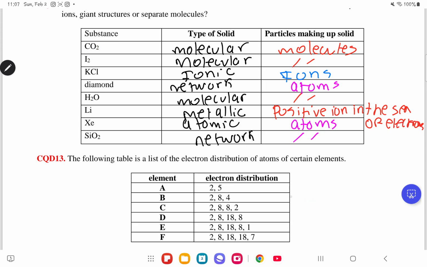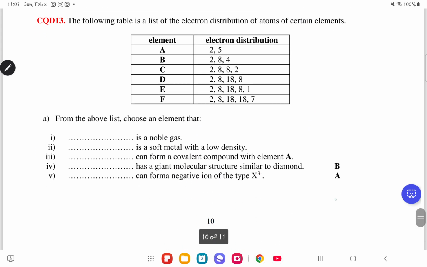Okay, so we move on to CQD number 13. They said, from the above list, choose an element that is a noble gas, meaning it has an electronic configuration that ends with 8. So definitely it is gonna be D, because D ends with 8. It has 8 valence electrons. Is a soft metal with a low density. So if it is a soft metal with a low density, it has to be in group 1. So how do we check the group? So we check the last digit, so 1. And the only thing in group 1 is E.